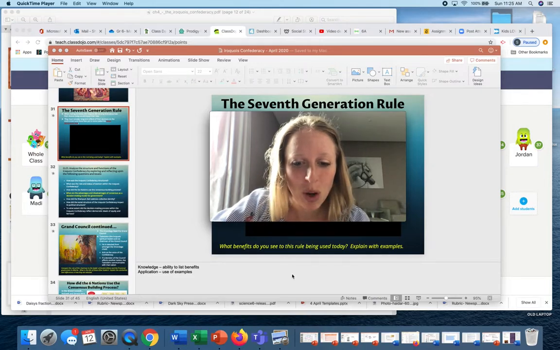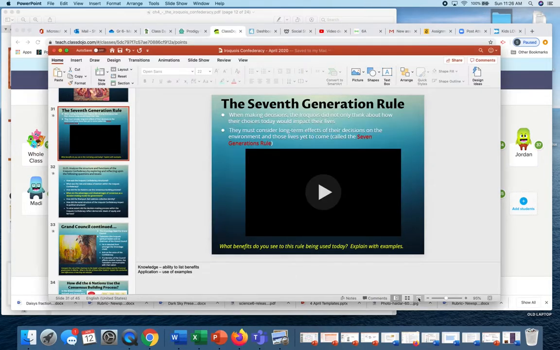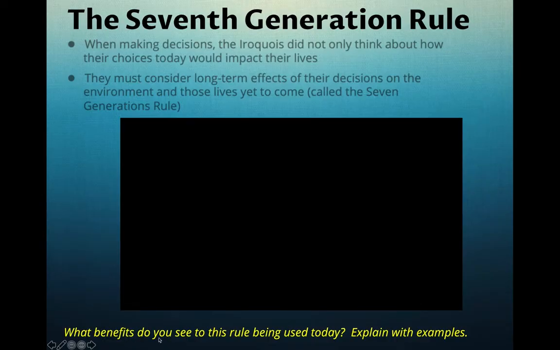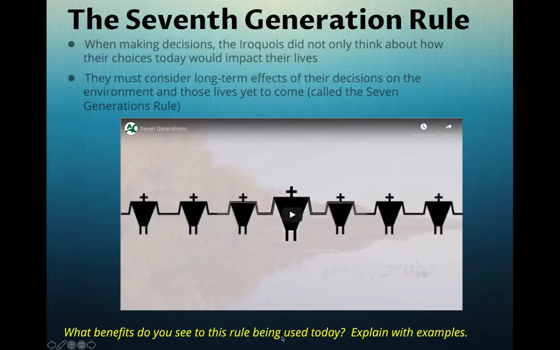So your question for today is this: what benefits do you see to this rule being used today? Explain with examples, okay? So that is it. That's not going to be due today. It's not going to be due tomorrow. It's going to be due on Tuesday.